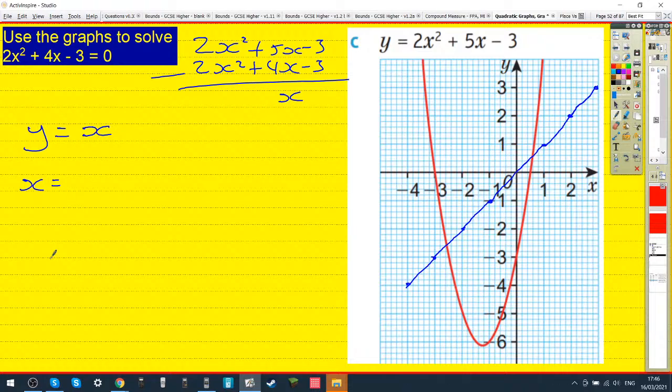So then, what do I have to know? I have to find out what. So where do they cross over? Like what is the x coordinate of where they cross over? So it is -3. It's like minus 2 point something.